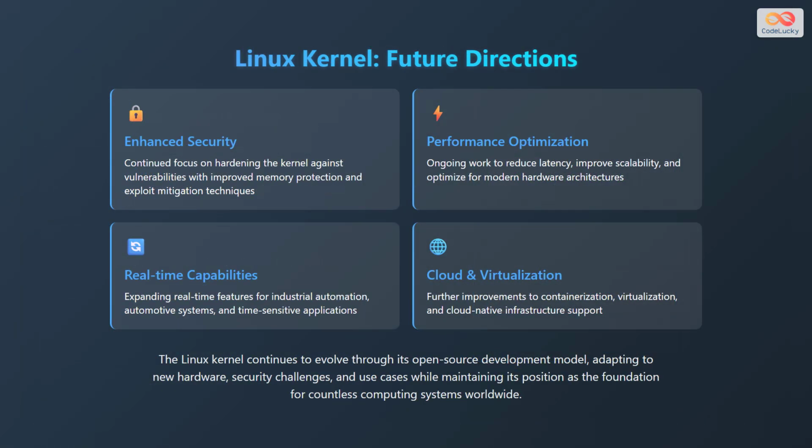The Linux kernel is focusing on hardening the kernel against vulnerabilities with improved memory protection and exploit mitigation techniques, and enhanced security. Performance optimization includes ongoing work to reduce latency, improve scalability, and optimize for modern hardware architectures. Expanding real-time features for industrial automation, automotive systems, and time-sensitive applications will improve real-time capabilities. Making further improvements to containerization, virtualization, and cloud-native infrastructure support is crucial for cloud and virtualization.